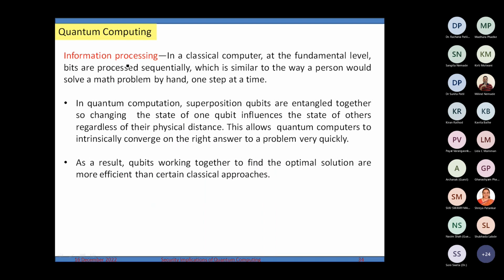When you look at the way information is processed in a classical computer, at the fundamental level, bits are processed sequentially. That's what conventional computers do, and we are able to solve a certain set of problems by implementing sequential algorithms. Whereas in quantum computing, the superposition qubits are entangled together so that they give a parallel phenomenon. Because of that parallel phenomenon, we are able to solve certain problems very quickly.